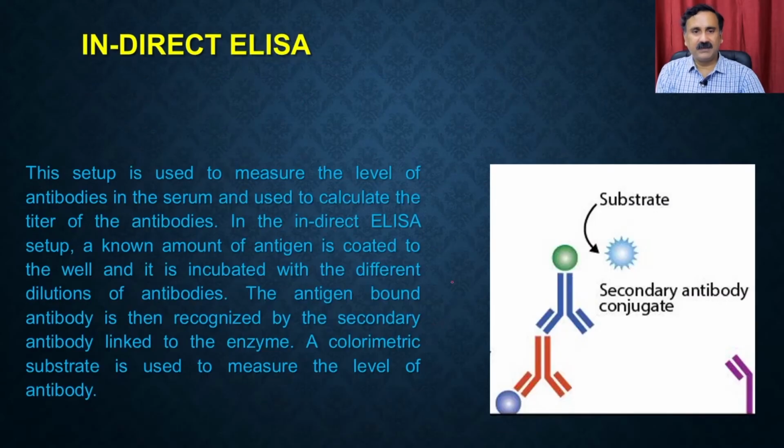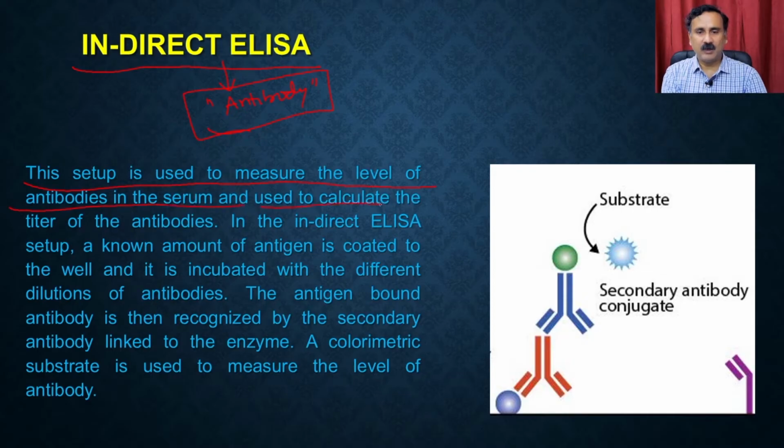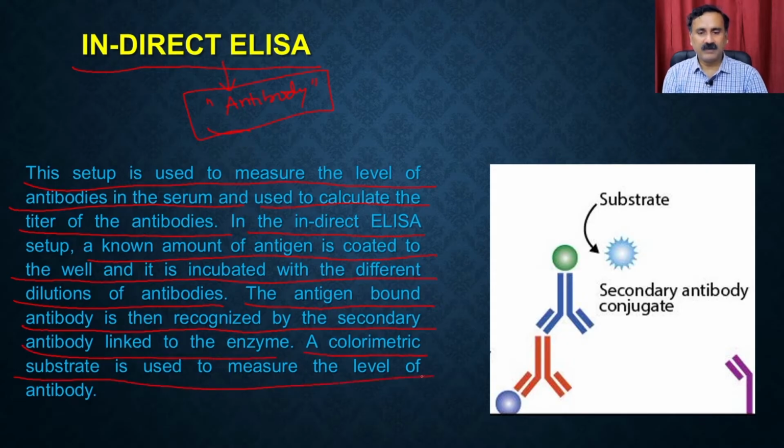So let's first discuss the indirect ELISA. Indirect ELISA is used to measure the level of antibody in the biological fluid, or antibody that you have developed in an organism. This setup is used to measure the level of antibodies in the serum and to calculate the titer of the antibody. Titer means the level of antibodies. In the indirect ELISA setup, a known amount of antigen is coated onto the well, and it is incubated with different dilutions of the antibodies. The antigen-bound antibody is then recognized by the secondary antibody linked to an enzyme. A colorimetric substrate is used to measure the level of antibodies.